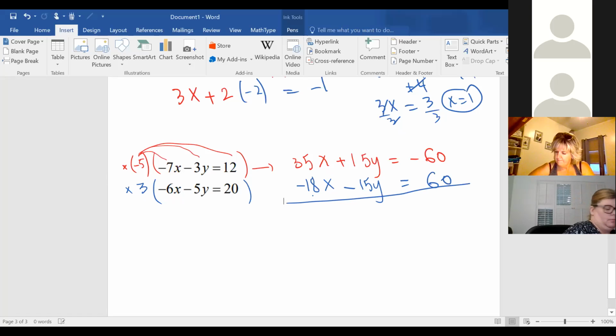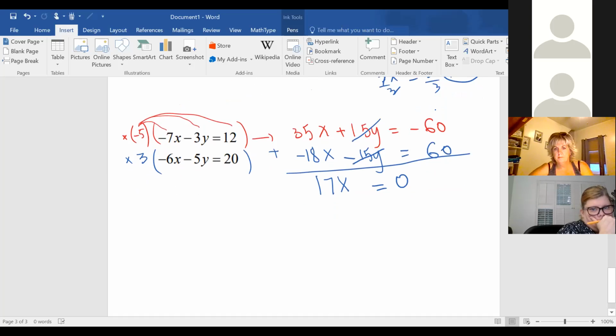Yes. Okay, now we add them up. What did you get now? So I got 17x, the 15y cancel out, equals 0. 17x and the y is gone. Right. Equals 0. You see, that is a coincidence. We have -60, +60 that make it 0, right? Right. So 17x equals 0. So what did we do next? Divide by 17 and then x equals 0. Exactly. 0 divided by any number is 0. So x equals 0, right?